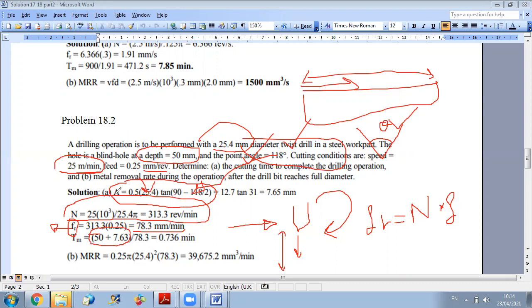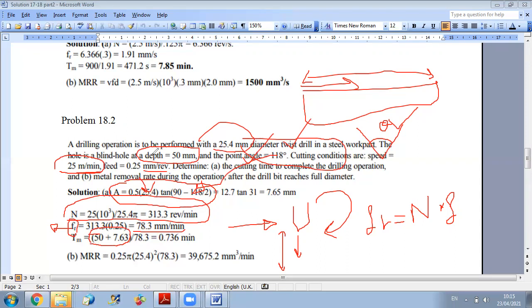Now the allowance, the approach unit, is the same as D. So if you use D in meters, then the approach distance also will be in meters. If you use D in millimeters, then A will be in millimeters. So now we can calculate the machining time by dividing the total distance, which is A plus the depth of the hole, over the feed rate calculated. And then we can get the machining time.